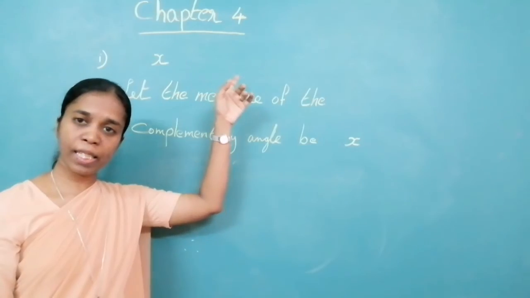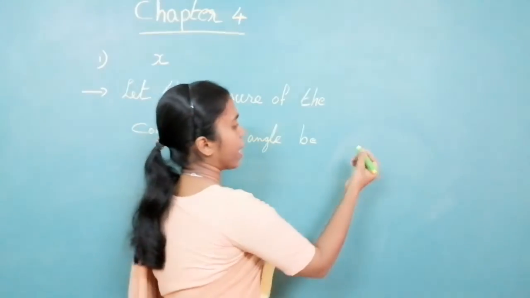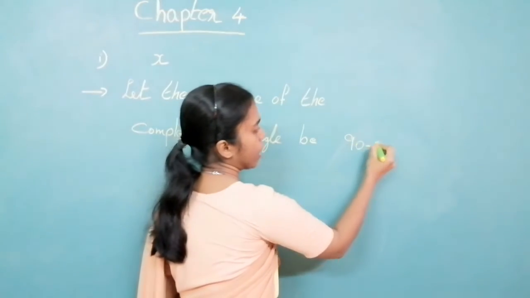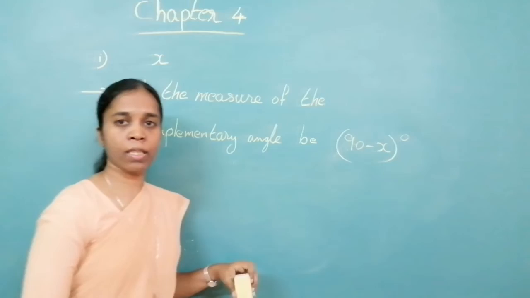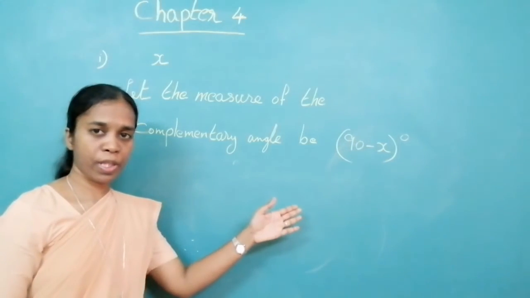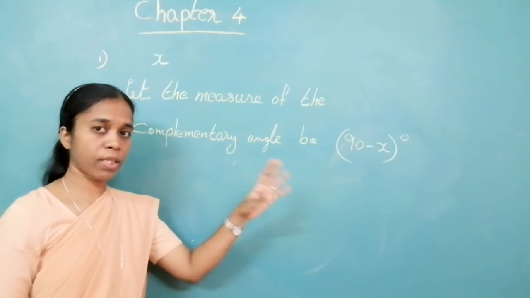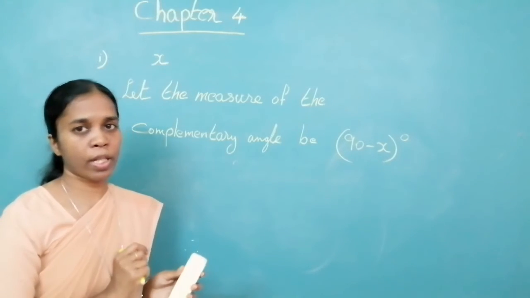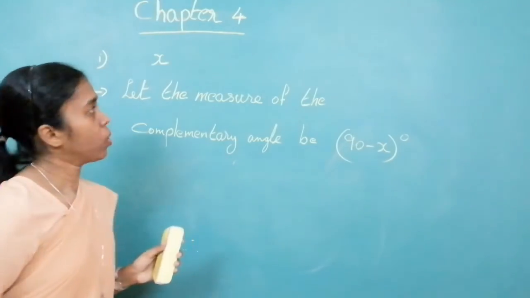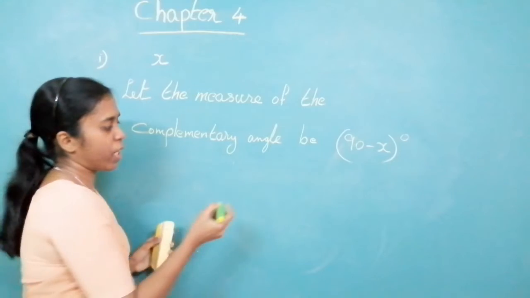Now, if this is x, what will be the complementary angle? That will be 90 minus x. The complementary angle will be 90 minus x. This is what I showed you previously. If it is given to you as 90 minus x, what comes last? It is 90 degree, because the sum of both the angles gives you 90 degree. Now, you have to get the value of x. How do we get the value of x?